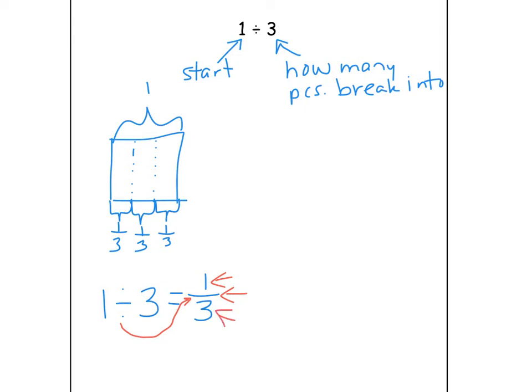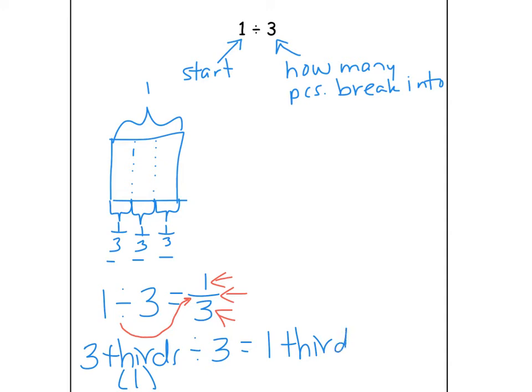I can also say that 3/3, 1, 2, 3, divided by 3, because 3/3 is equal to the 1 whole. 3/3 divided by 3 equals 1/3, because instead of 1 whole, I could say 3/3. You need to be able to write the same expression multiple ways and get the answer, the equal sign.